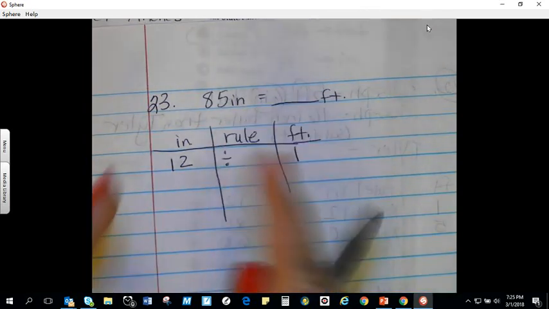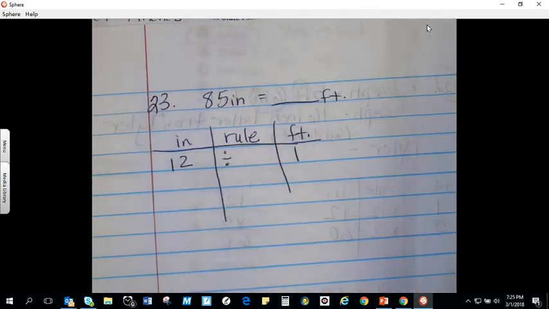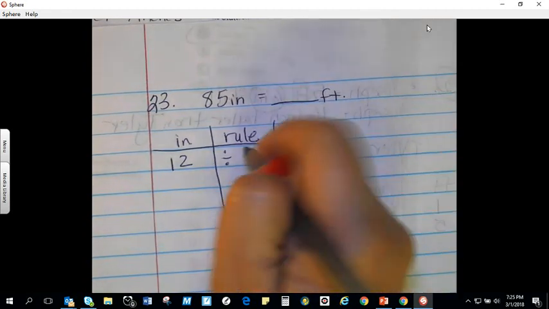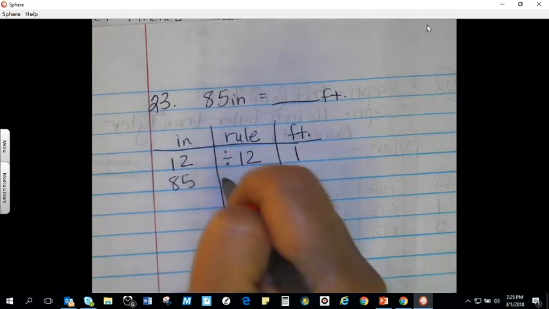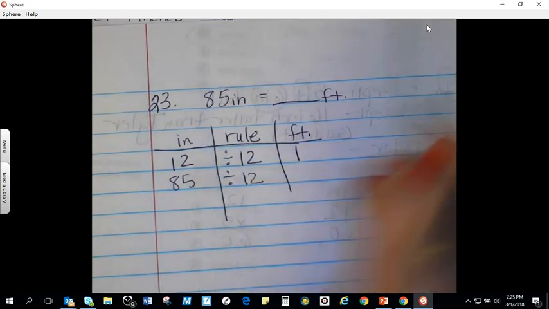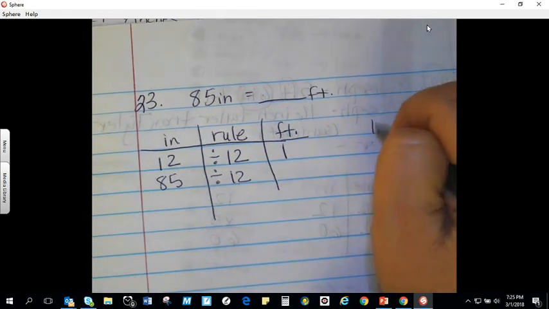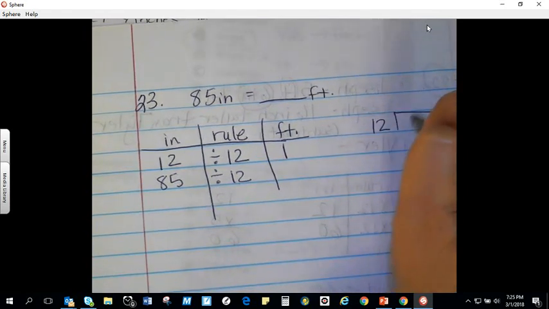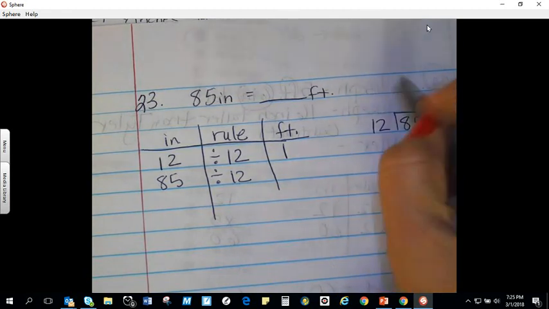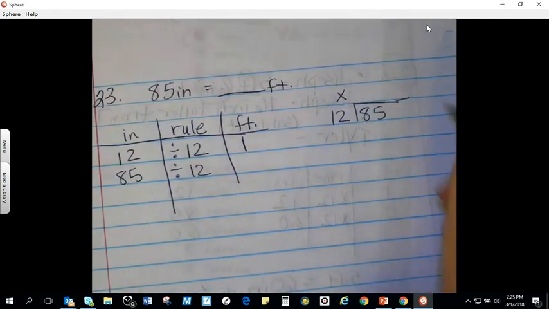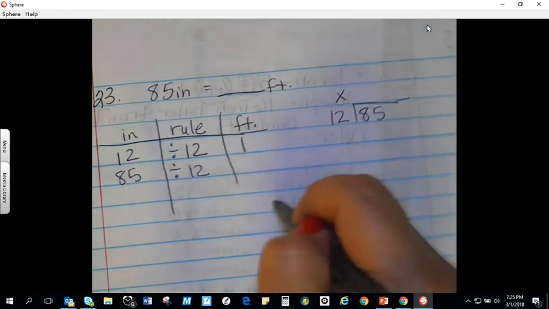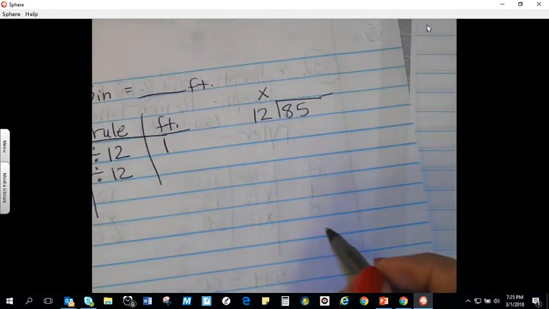The rule is I need to divide, because I'm going from small to large. You make yourself into that person, which is a division. If I have 85 inches, and my rule is I have to divide by 12, then 85 divided by 12 goes into 85. Okay, I'm going to put my division sign up here. Where am I going to do my computations? I'll do it right here.